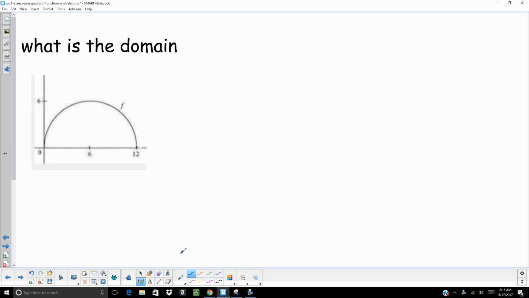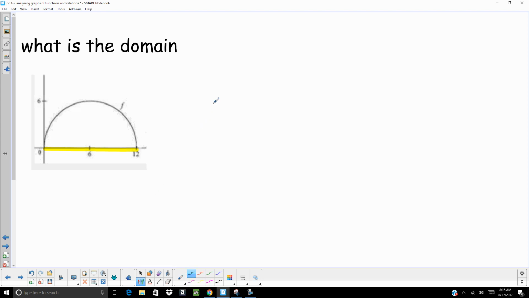So first of all, we want to look at our domain on this one. And domain is what is our x. What is x in this one? So look along that axis. And it looks like x is going from 0 to 12. So I've got that highlighted because all along there, I've got values of x. I don't have anything going on past a value of 12. So it looks like my domain is going from 0 to 12. And it is including both of those numbers.